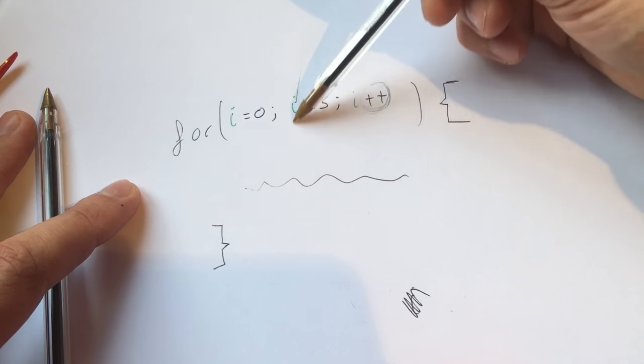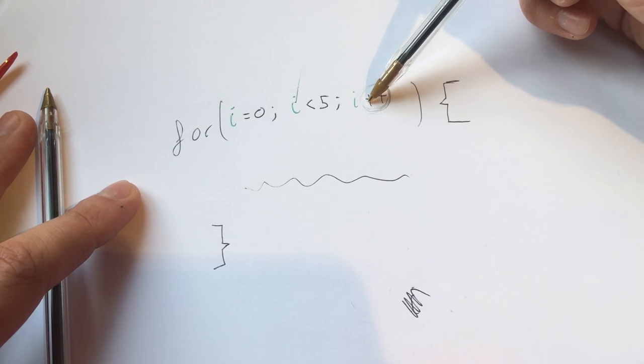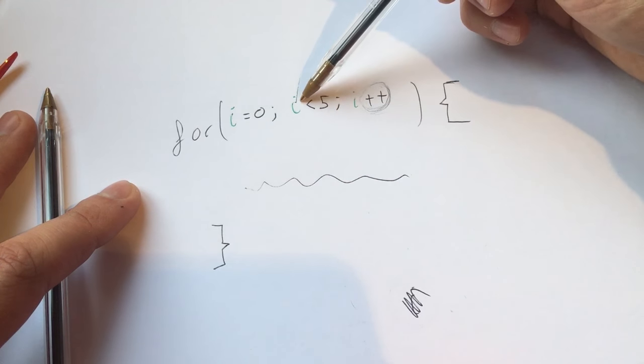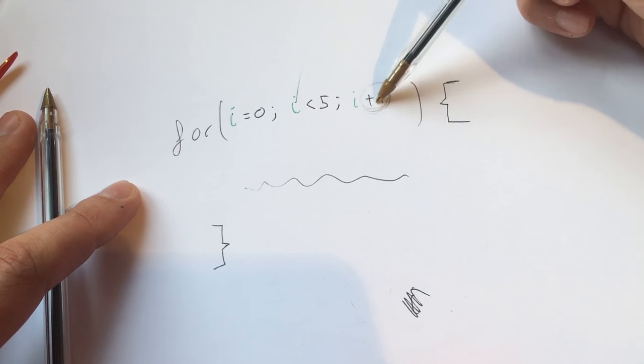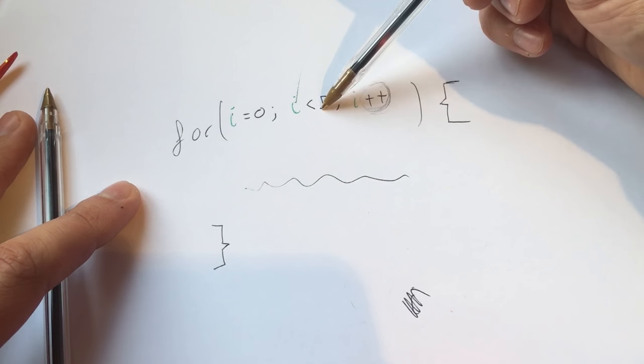We run the loop once. Is 1 less than 5? Yes, it is. So we add another 1. Now I is 2. We run the loop. Is 2 less than 5? Yes, it is. Add 1. Now 3. Is 3 less than 5? Yes, it is. Now add 1. 4. Is 4 less than 5? Yes, it is. Add 1.